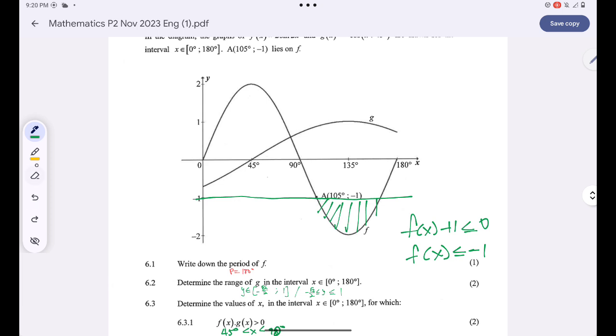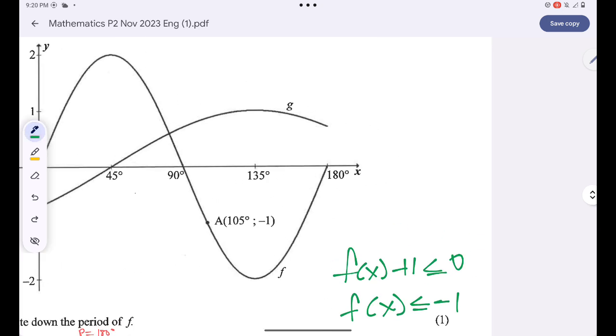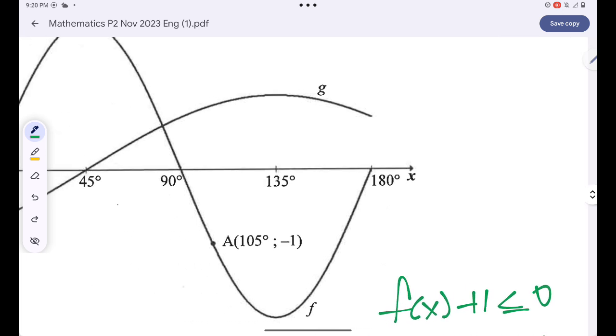For my graph, guys, there are things I want you to note. Because I'm lazy to solve x, there's a horizontal line here, and then we have a turning point here. We are going to use the axis of symmetry. We have A here. Let's say here we have point K. I know that the y value for point K will be -1 as well.